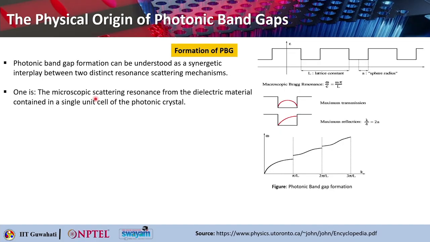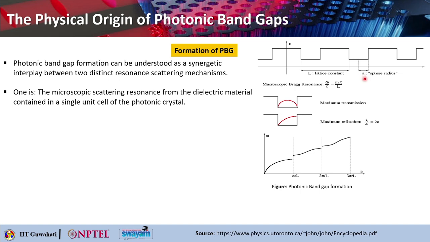The photonic band gap formation can be understood as a synergetic interplay between two distinct resonance scattering mechanisms. What are those? The first one is the microscopic scattering resonance from the dielectric material contained in a unit cell of the photonic crystal. Here you can consider a periodic variation of permittivity. This is the lattice constant L, and you can think of this as done by some kind of air sphere which is drilled. I call this air because it is the lower refractive index and this is the higher refractive index. This radius can be marked as A.